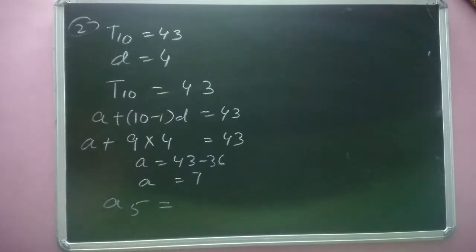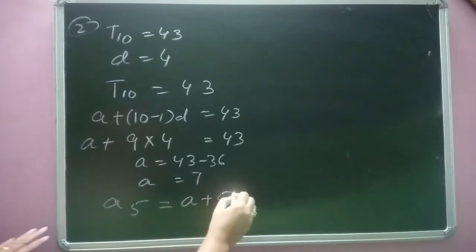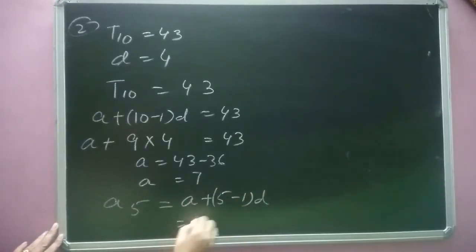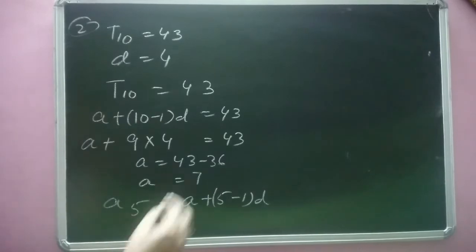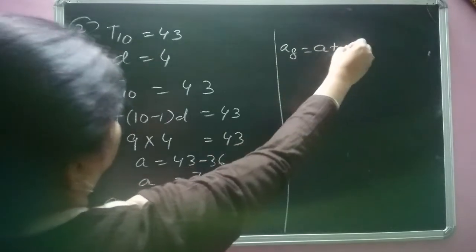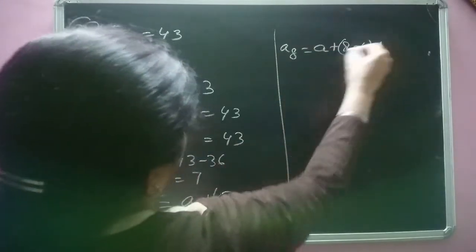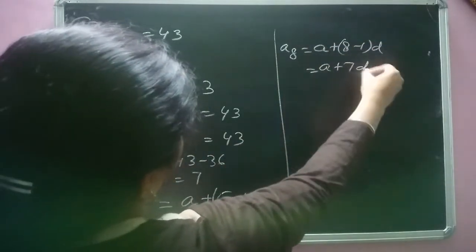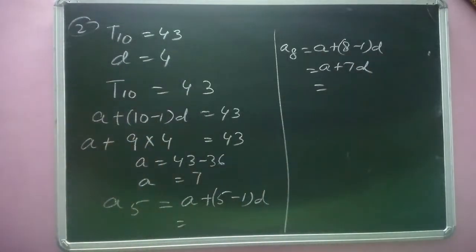Now after finding out A, we have to find the fifth term, that is T5, or you can write down A5 also. So it will be equal to A plus 5 minus 1 into D. Put the value of A and D, you will get the fifth term. Similarly, you can find out the eighth term by the formula A plus 8 minus 1 into D. So A plus 7D, put the value of A and D and you will get the eighth term also. So here first condition we have used T10 equal to 43, we got A as 7, and then we found the fifth term and the eighth term of the series.